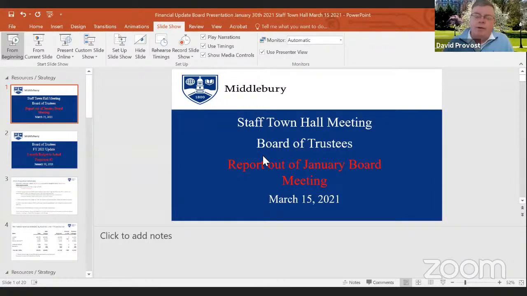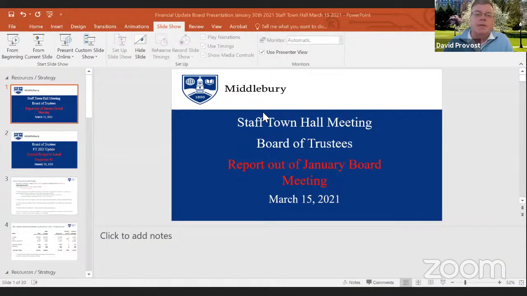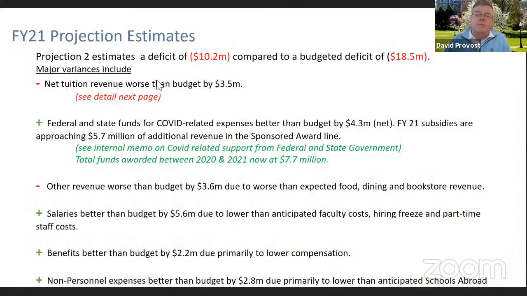In the month of January, I shared with the board that we were estimating that the projected deficit for 2021 would be $10.2 million, a significant improvement. And even though we weren't going to hit our net tuition revenue, the positives that were appearing in the budget were we ended up receiving $5.7 million in federal and state funds as it related to COVID, which was a big help. We continue to receive dollars from the federal government as well as the state.